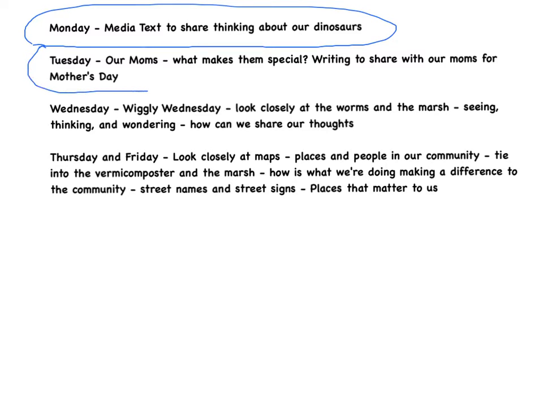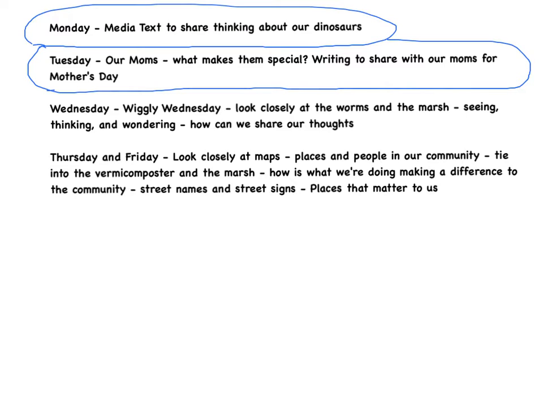On Tuesday, it's going to be about Mom. Mother's Day is coming up. So what makes our mom special, and creating something that they can write that they can share with Mom. So we'll look at some options together, how our word choice matters, what are some words that students might want to use, and then looking at how they can do this writing for Mom and how they can share their thinking with her.